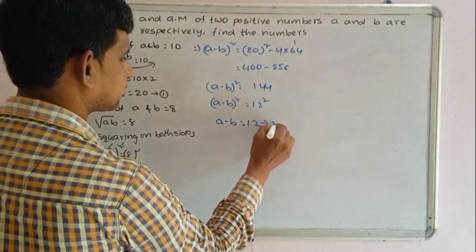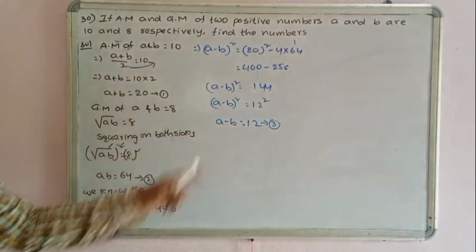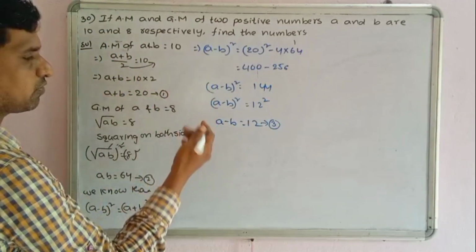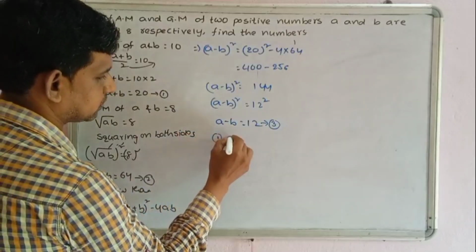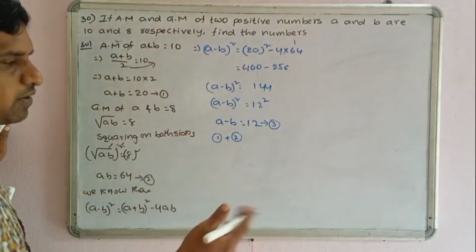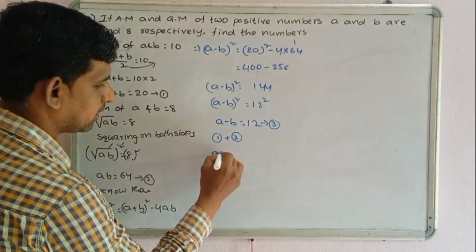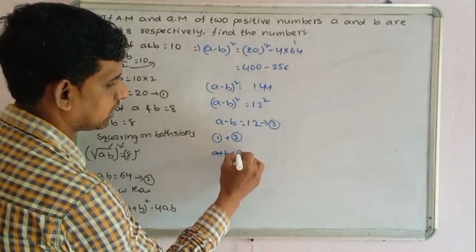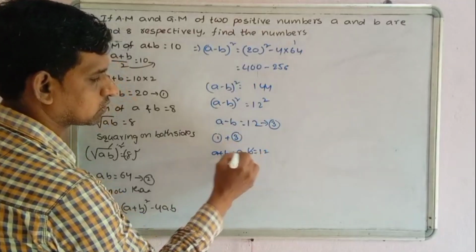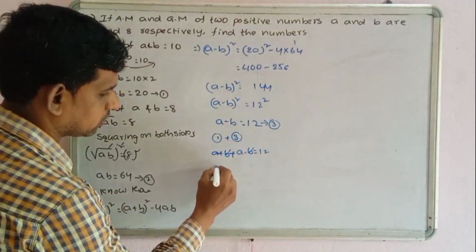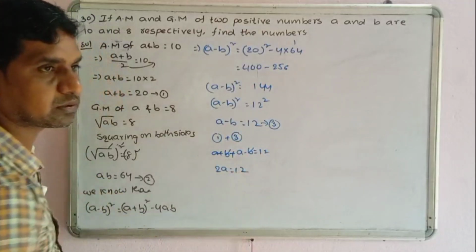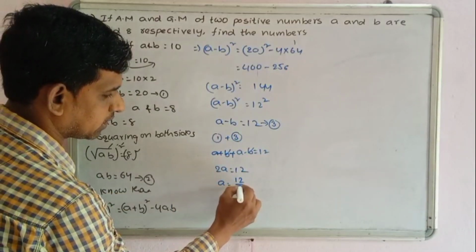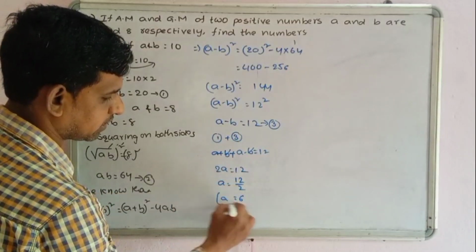Say it is 3. Now add 1 and 3, so we will get the A value. Then later we will find the B value. Now find the values only. What is the value of 1? A plus B. Sorry, 3 value: A minus B equals 12. So minus B plus B cancel. 2A equals 12. A equals 12 by 2, that is 6. The value of A is 6.